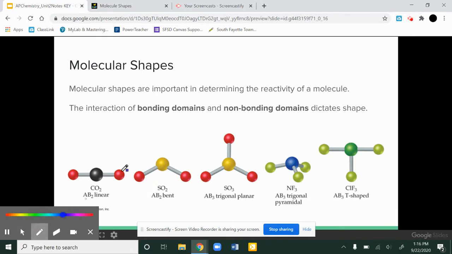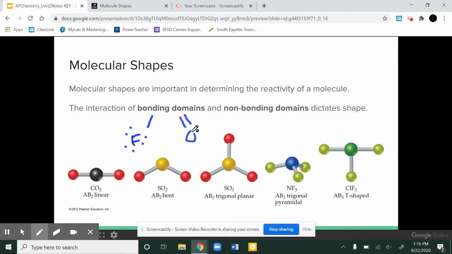When we work with bonding domains versus non-bonding domains, a bonding domain can be a single atom that is connected to the central atom, so something like a singly bonded fluorine. Even if we have a double bond, it still counts as one bonding domain. It takes up a lot of physical space because it's actually an atom. Non-bonding domains, on the other hand, are just pairs of electrons that are connected to the central atom, and they do take up a little bit of space, but not nearly as much as an atom.